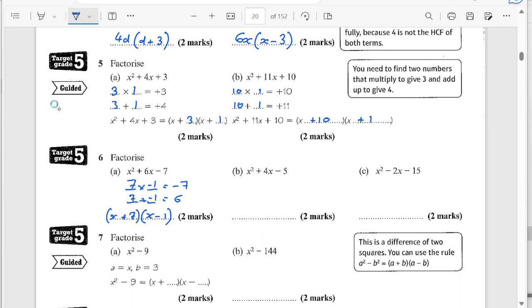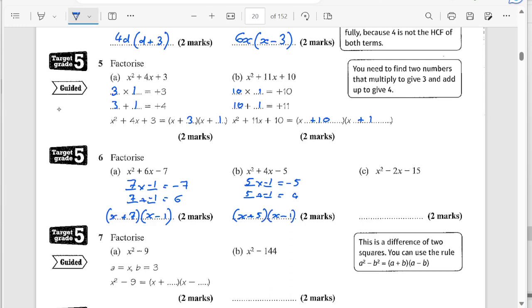And for this one, same thing really. Two numbers that multiply together to make minus 5 and that add together to make 4. So again, 5 and minus 1, 5 and minus 1. So we've got x plus 5 and x minus 1.